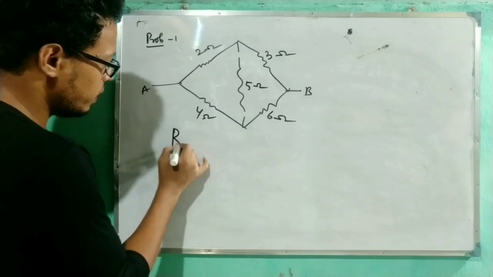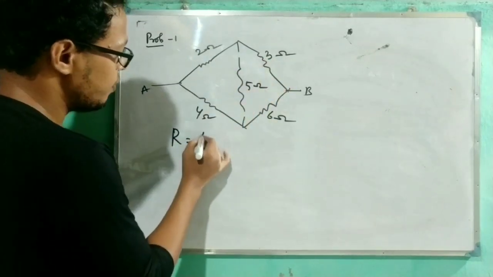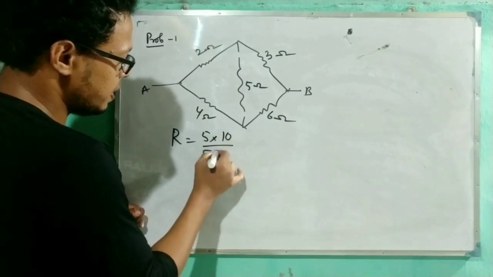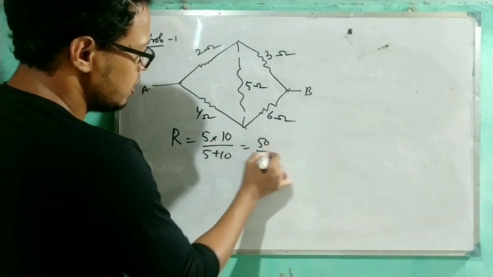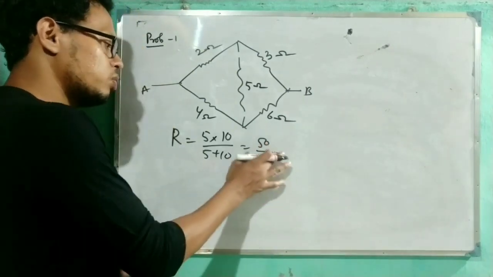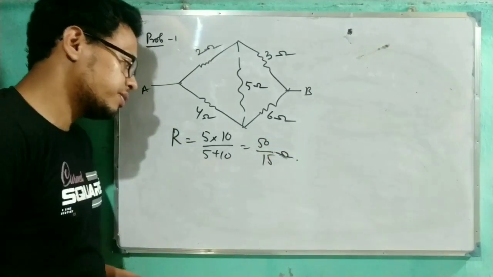So the equivalent resistance will be (2 plus 3) which is 5, into (4 plus 6) which is 10, divided by 5 plus 10. This will be 50 divided by 15. Now solve it, no problem, otherwise you can keep it like that.